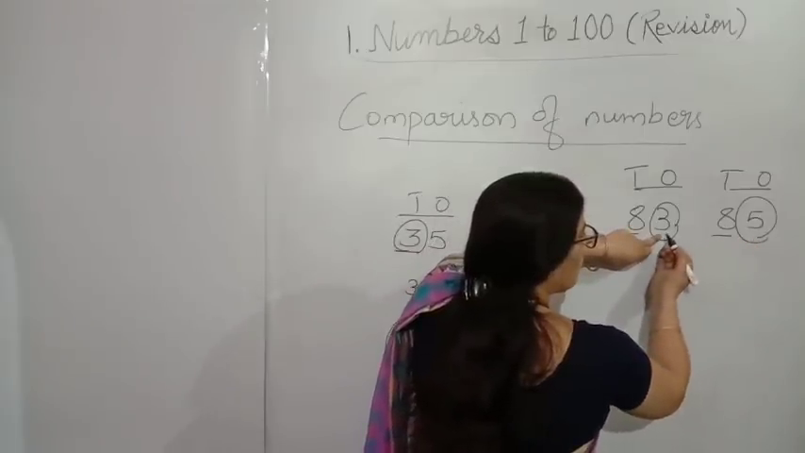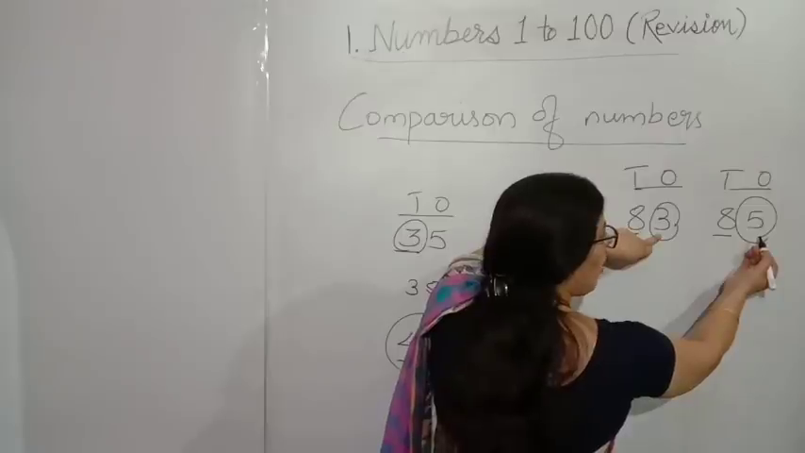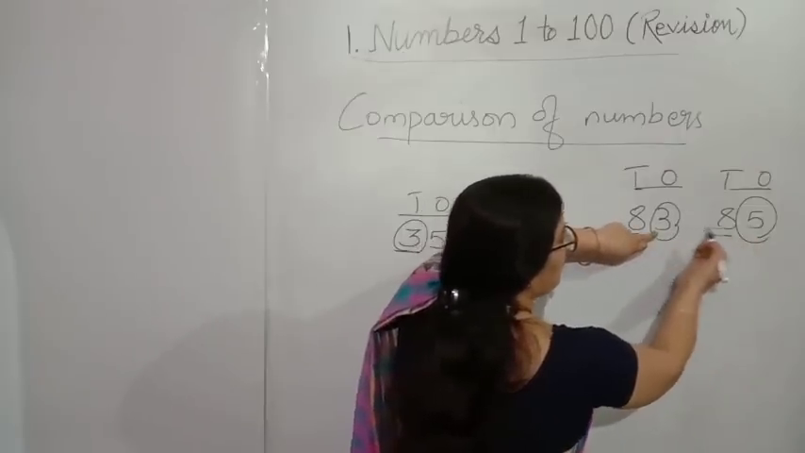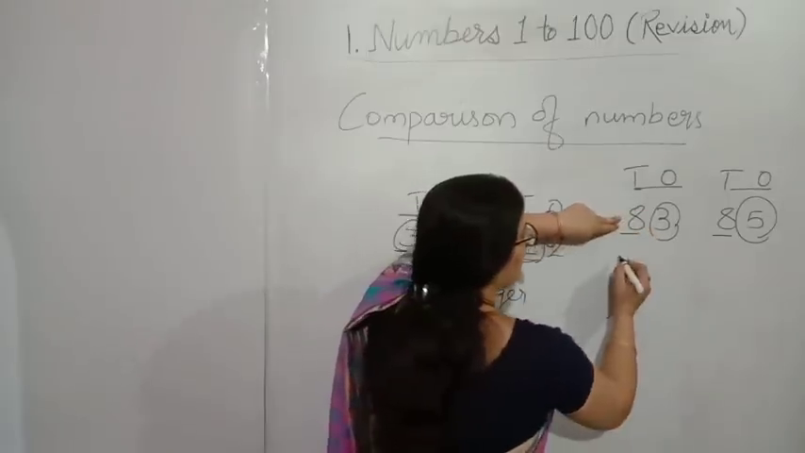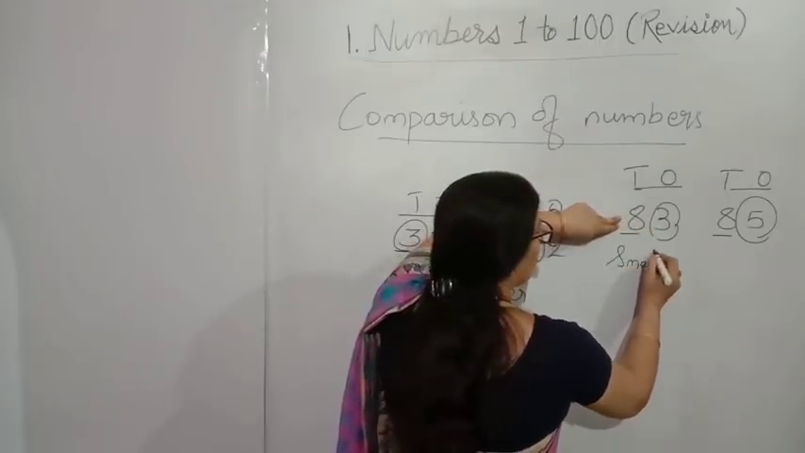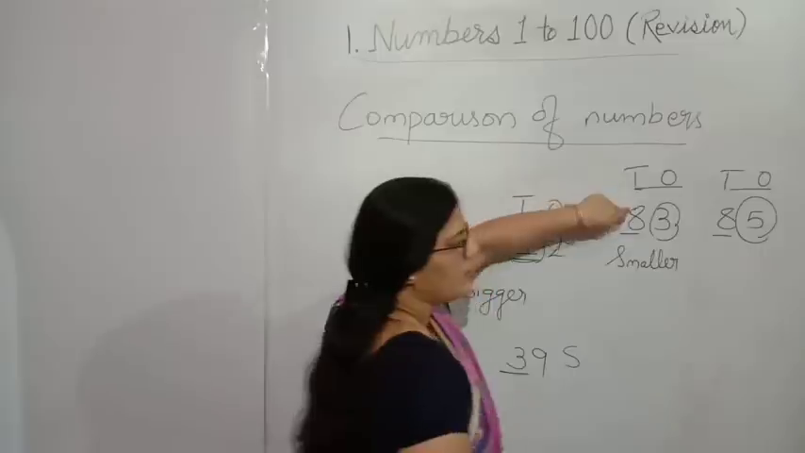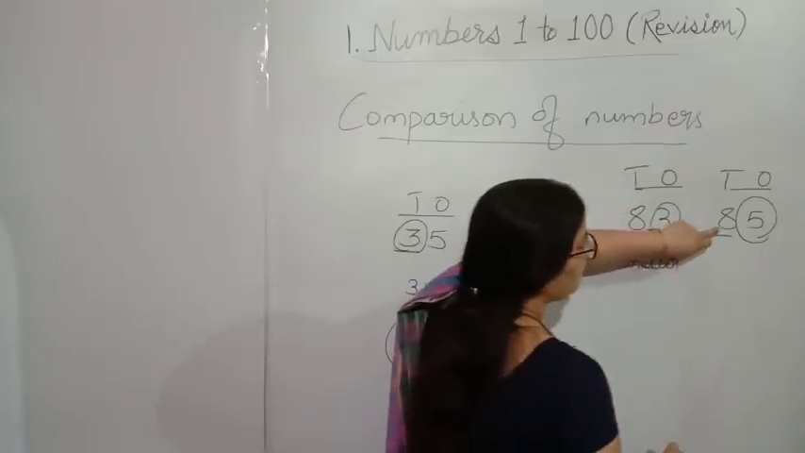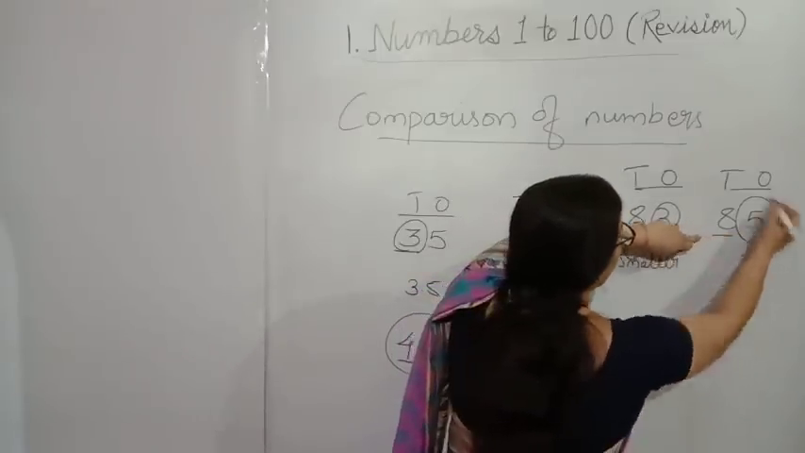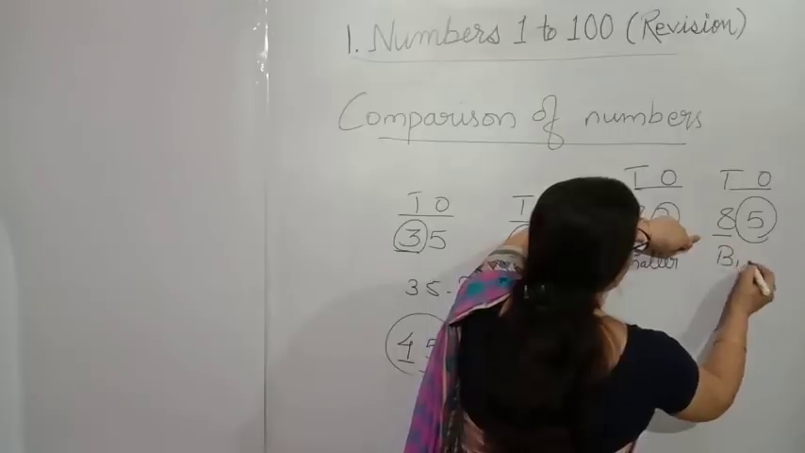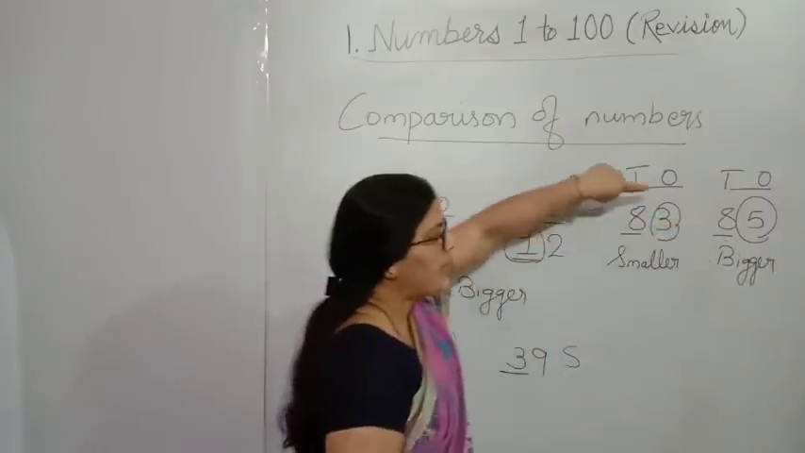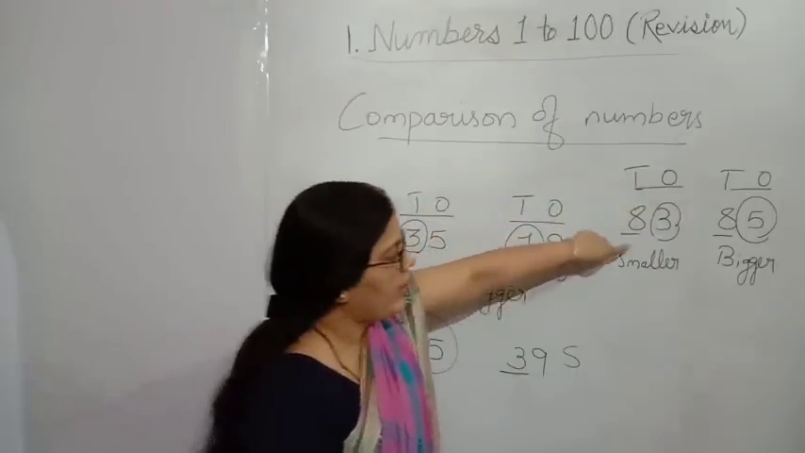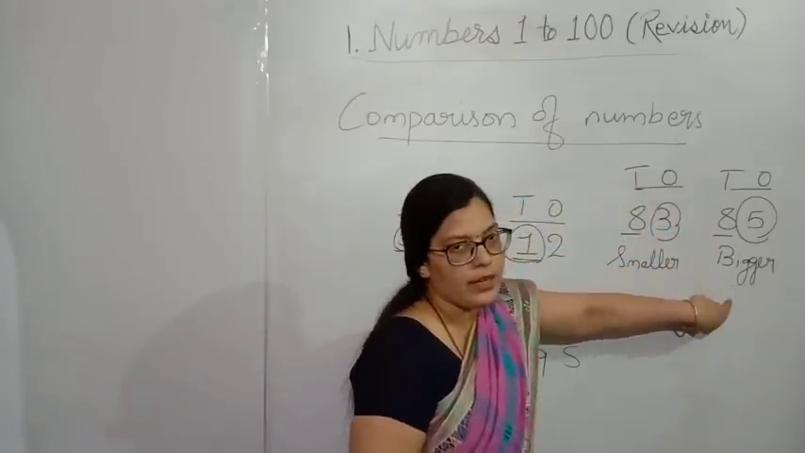So which number is smaller, comparing 3 and 5? 3 is the smaller number, so 83 is the smaller number, and 5 is bigger, so 85 is the bigger number. Among these two numbers, 83 is the smaller number and 85 is the bigger number.